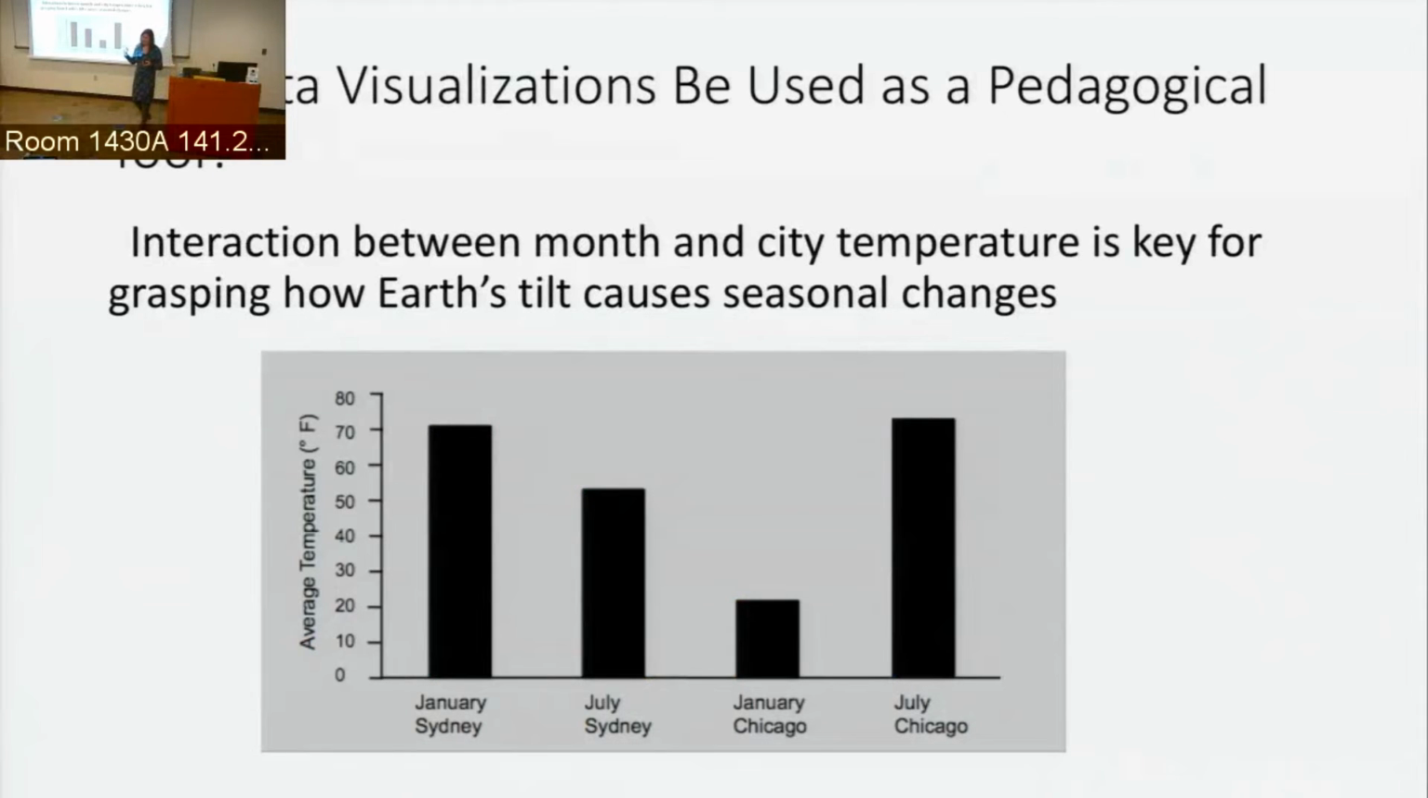Finally, this is another goal of mine, which is to see if there's potential to use data visualization as a pedagogical tool. So not just for conveying information, but also possibly improving the way we understand scientific concepts and scientific reasoning. For example, one of the graphs I developed for that intervention study was a graph showing average temperature in 2 different cities, Sydney and Chicago, and also in 2 different months corresponding to winter and summer, January versus July.